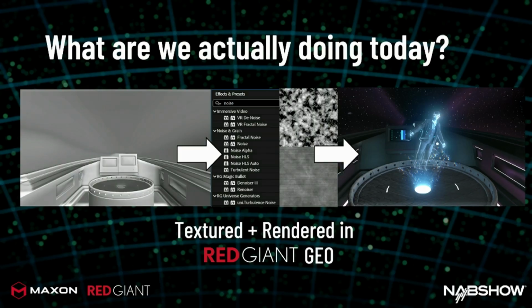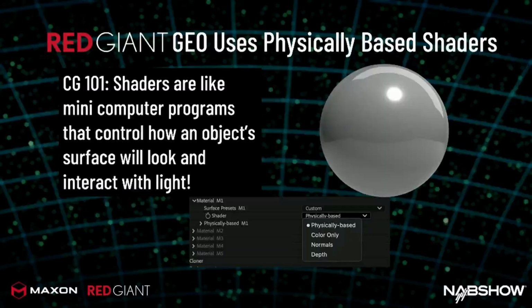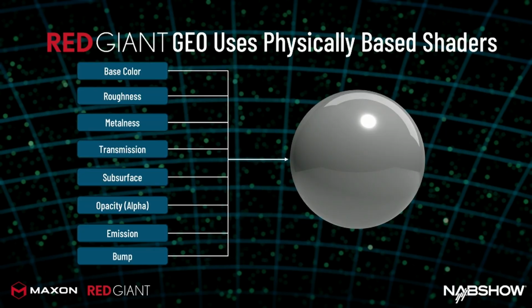A lot of you are very experienced people, but I have a lot of experience teaching in high school, and I like starting from foundations. But CG 101, shaders are like mini computer programs that control how an object surface will look and interact with light. They have a lot of different maps with a lot of different names that, if we change these values and these colors, affect the surface of an object.